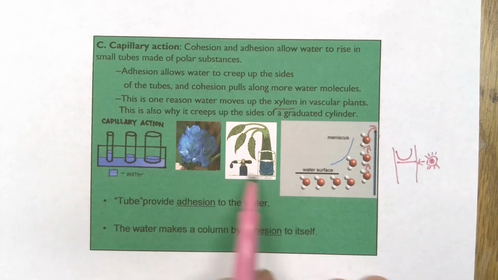So this is how water gets up to the top of a really, really tall tree, like a giant redwood in California, or even a tree in your yard.